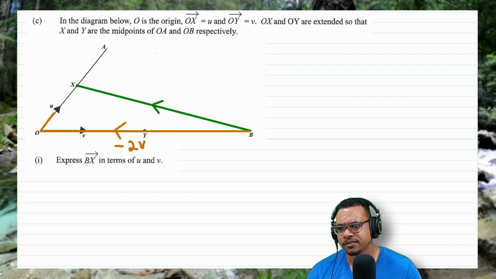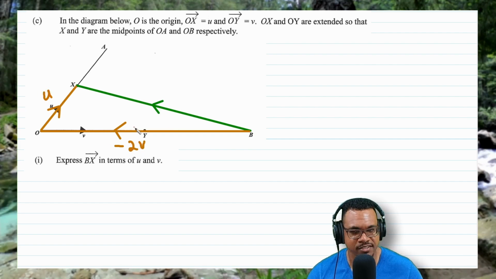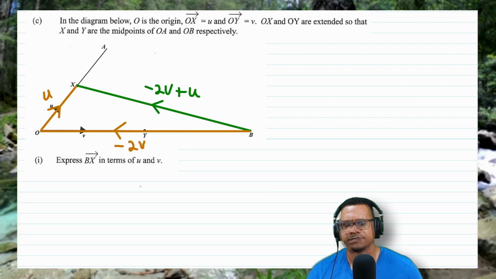And of course, I'm going to go this way, which is what we have here, which is just u. This is going in the same direction as O to X, which is just u. That's the u right over here. So this vector B to X would just be negative 2v plus u, or you can say u plus negative 2v, however you want to say it. So I'm going to write negative 2v plus u.